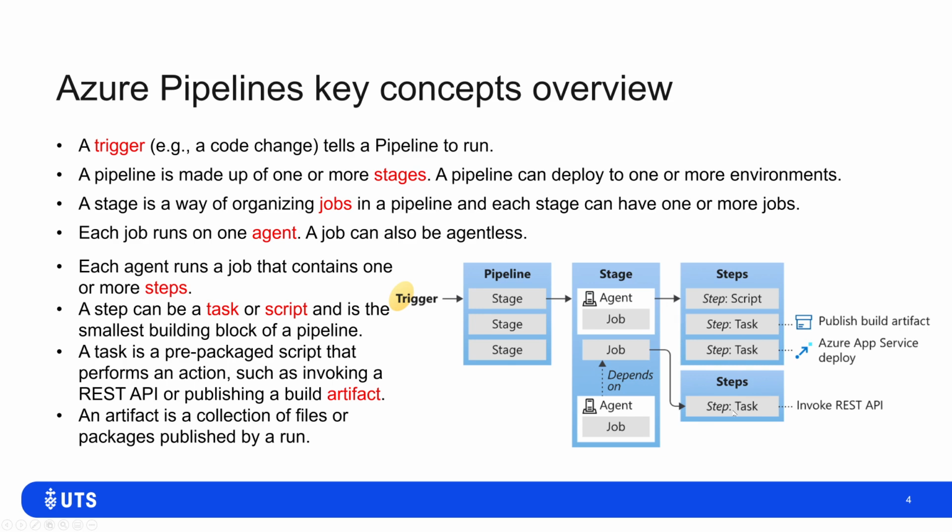Finally, after running all these steps, stages, and pipelines, the output of this pipeline will generally be a collection of files or packages, or some publications, or some new deployment. The final important term here is an artifact, which is used to mean the collection of files or packages that you can publish after this run of the pipeline.